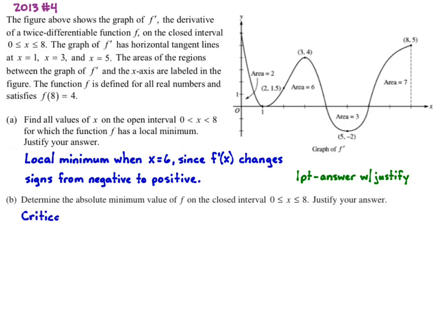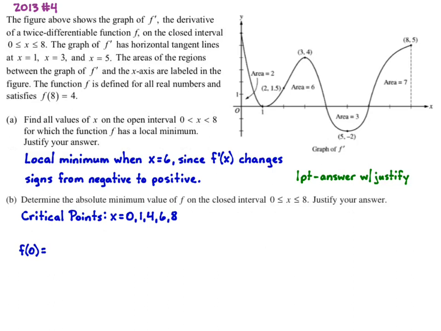But I'm going to approach it just a little bit differently. Our critical points are endpoints and when the derivative equals 0. So we have a critical point at 0 because it's an endpoint, 1 because f prime is 0, 4 because f prime is 0, 6 because f prime is 0, and then at 8 because that's an endpoint. So we're going to find the actual values of the function at all of those points.